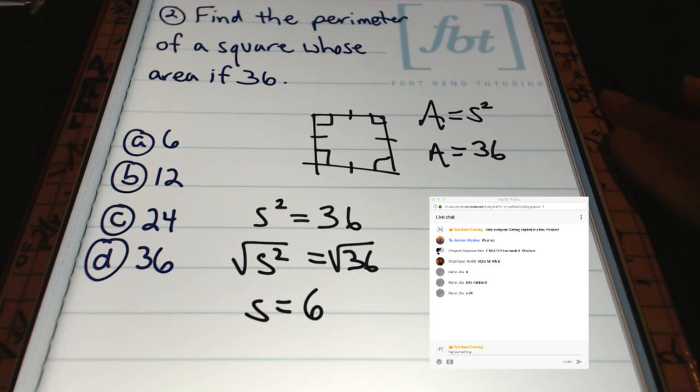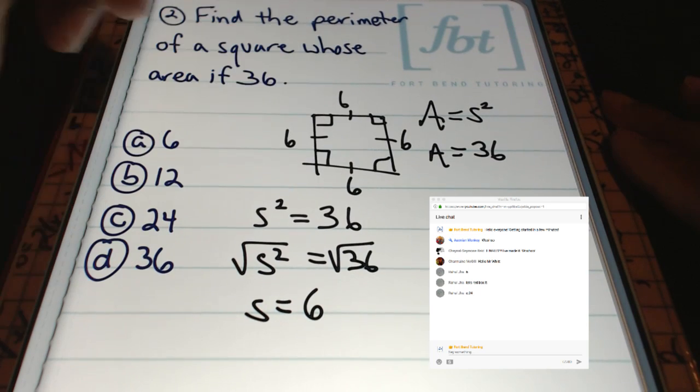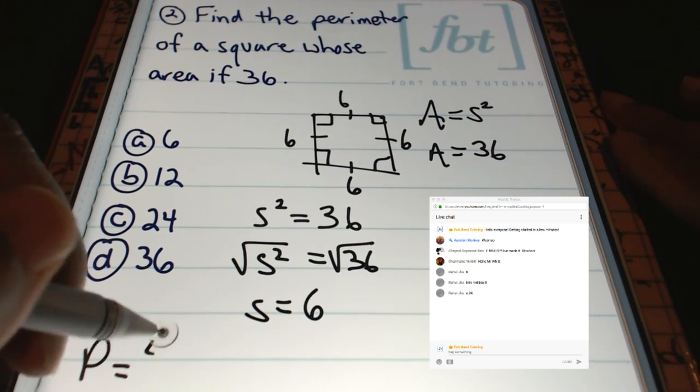So if the length of the side is 6, that means that each one of these sides here has to have a value of 6. And so the perimeter is the distance around this object. The perimeter for a square, guys, is 4 times the side.